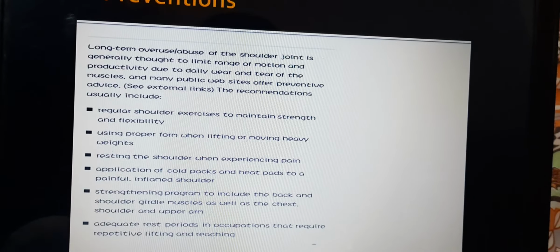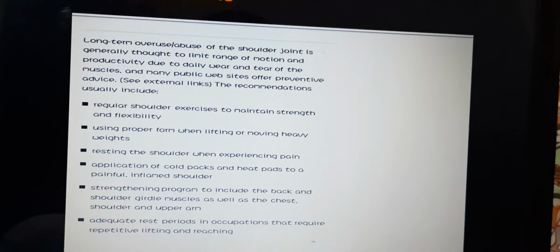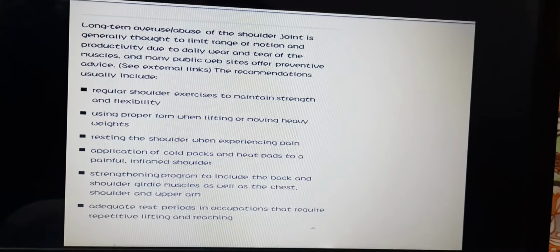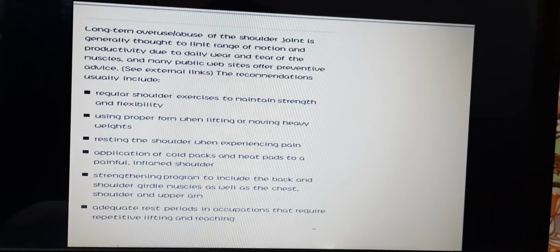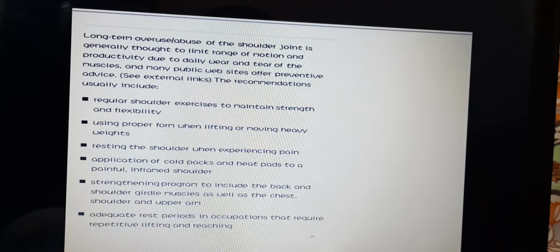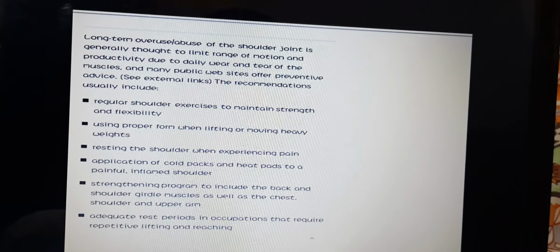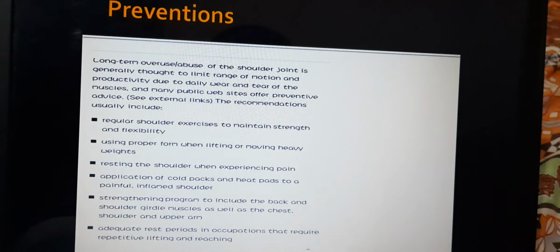application of cold packs and heat packs to a painful inflamed shoulder, a strengthening program to include the back and shoulder girdle muscles as well as the chest, shoulder, and upper arm, and adequate rest periods in occupations that require repetitive lifting and reaching.